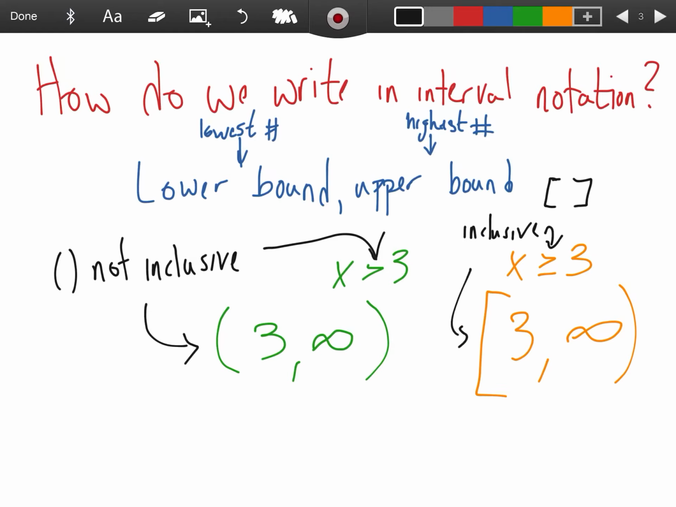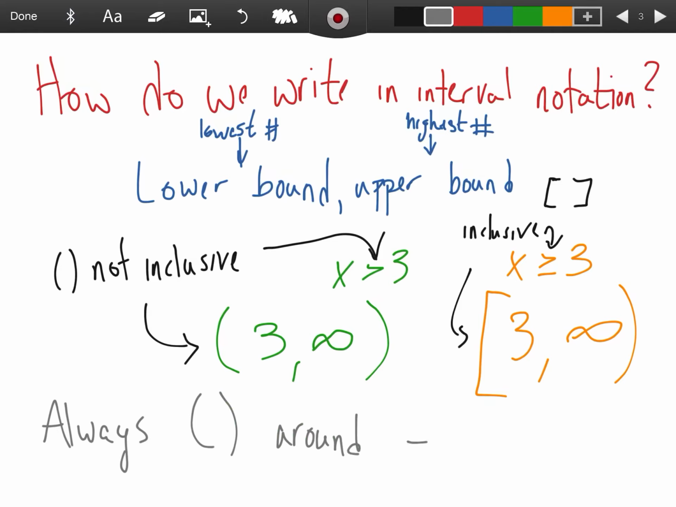And now the question might be, why is there still parentheses around the infinity? Well, there's always going to be parentheses around both infinity and negative infinity. It's impossible to include infinity or negative infinity. So always parentheses around infinity or negative infinity, because you can't include infinity. It's not really a true number. So always parentheses around or attached to negative infinity or positive infinity. That's what I wrote right there.